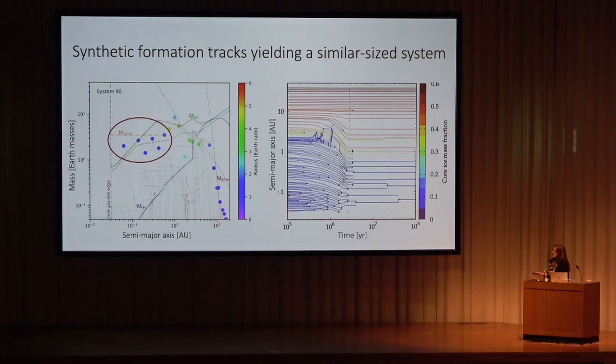This figure shows the formation pathways of these close-in multi-planet systems. The left panel shows the formation tracks of initially 100 planetary embryos in planet mass and semi-major axis space, whereas the right panel shows those tracks in semi-major axis versus time. So they illustrate how planets migrate, capture into resonance, and undergo collisions.